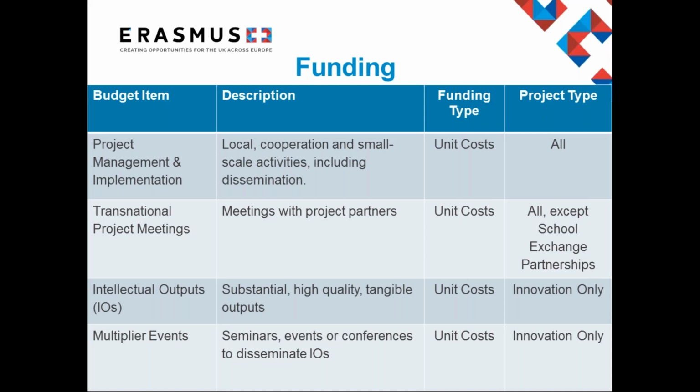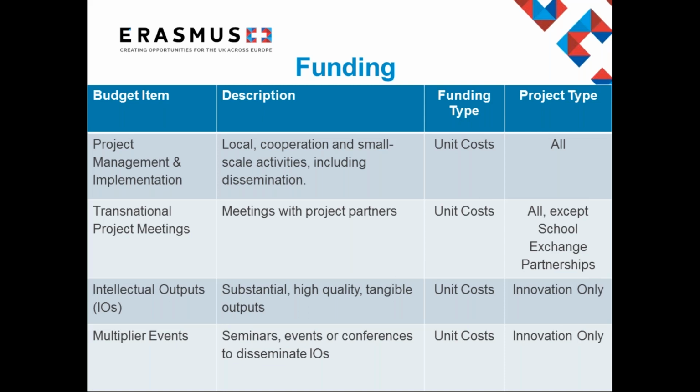Cross-sector projects can also request funding for transnational project meetings. This is funding that is awarded in order to set up meetings to discuss the project and plan project activities. However, this budget item is not available for school exchange partnerships. This grant is calculated on the basis of a unit cost per participant to cover the travel and subsistence, with different unit costs based on the distance band.